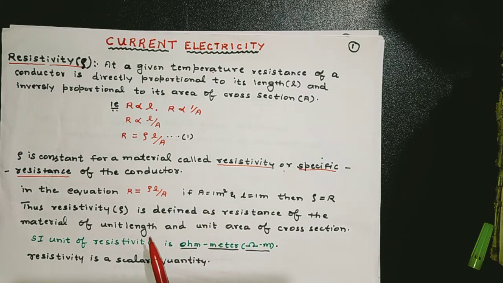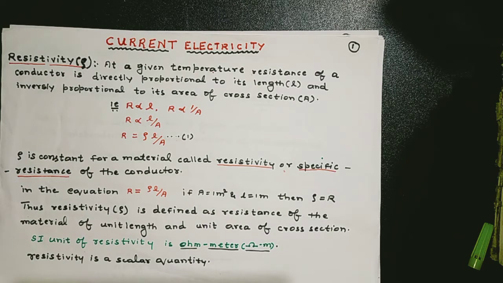See, if area of cross section of the material is 1 meter square and the length of the material is equal to 1 meter, then what happens? If L and A become 1, R will be equal to rho. So rho is equal to R. So we can say resistivity is defined as the resistance of the material of unit length and unit area of cross section.